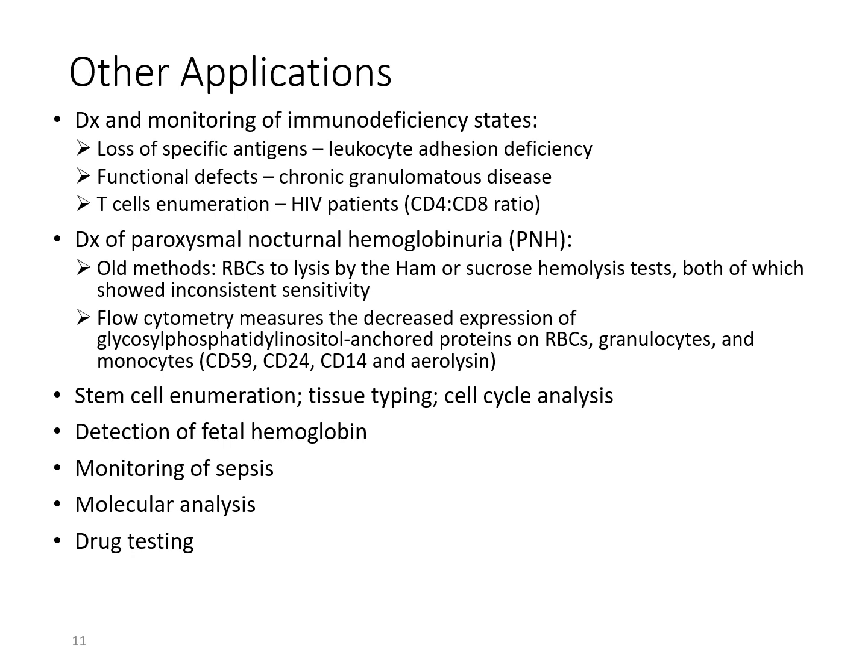You can enumerate stem cells, do tissue typing, cell cycle analysis. Flow cytometry is being used to detect fetal hemoglobin for those fetal bleeds, and monitor things like sepsis, doing molecular analysis and drug testing. So there are a lot of platforms where flow cytometry is being advanced upon.